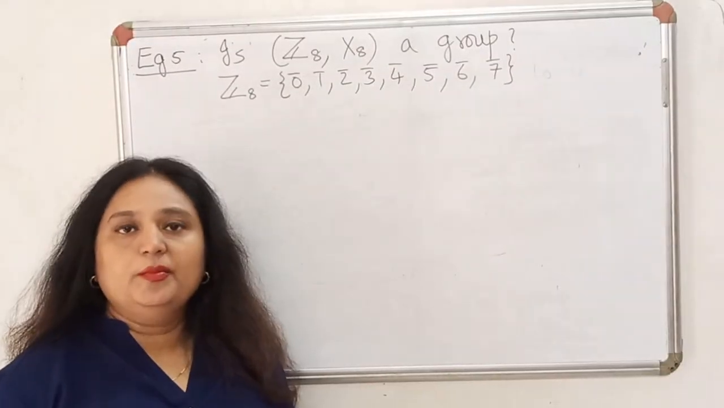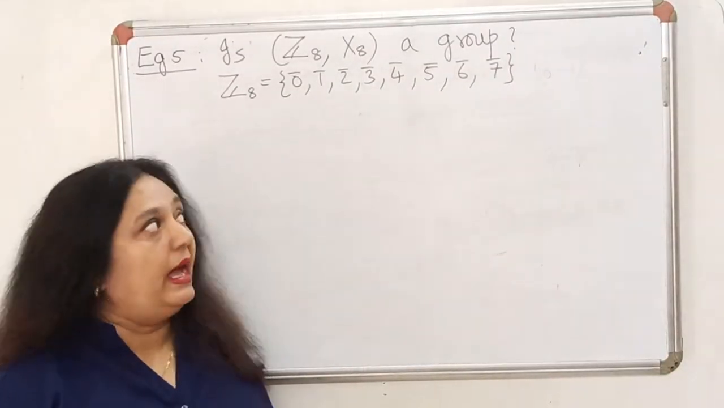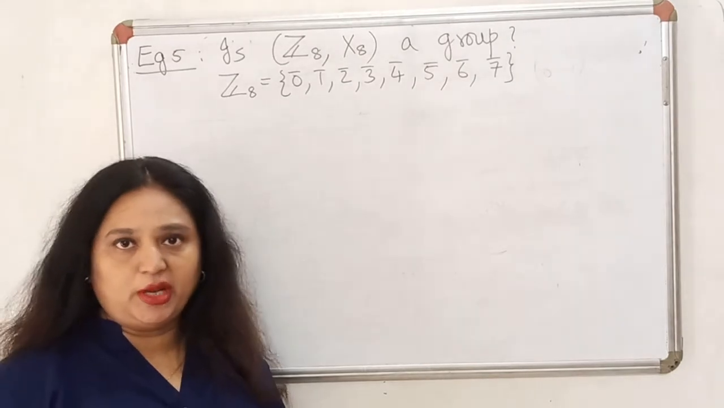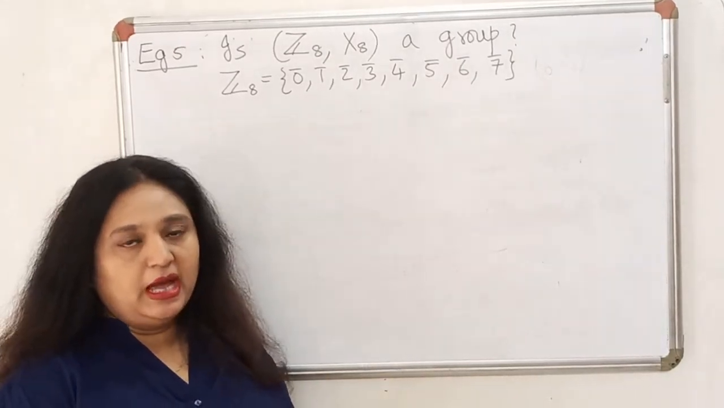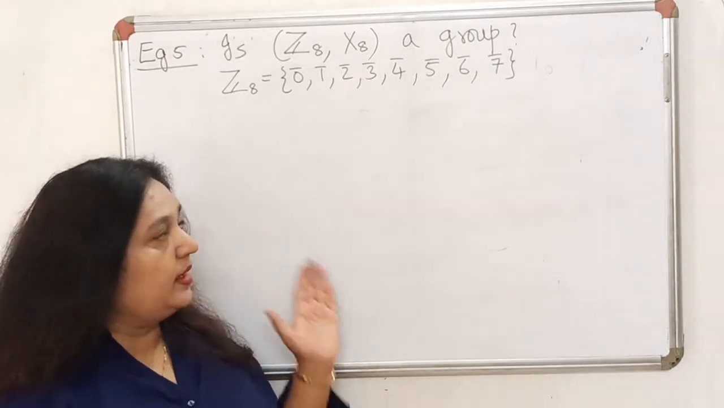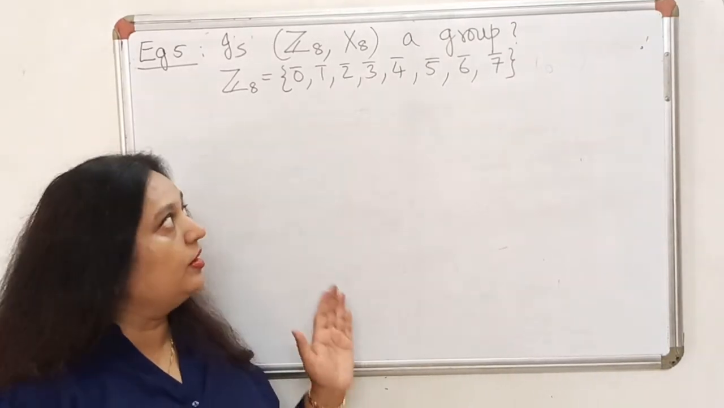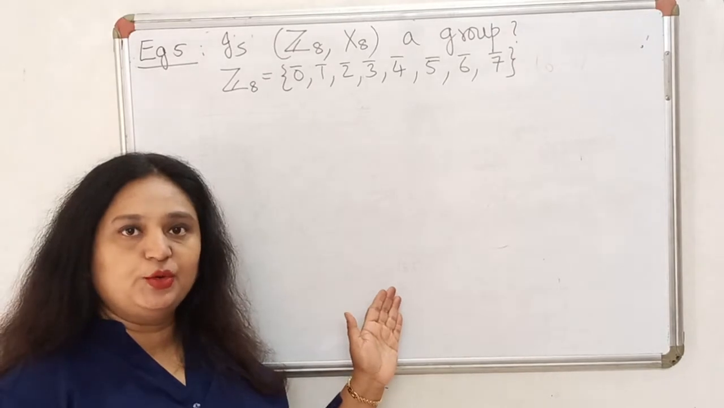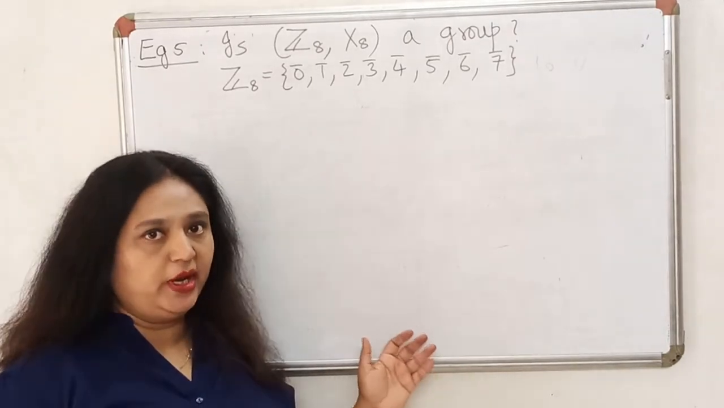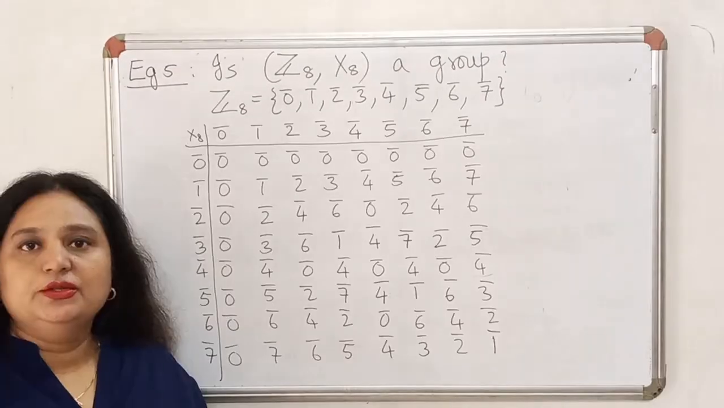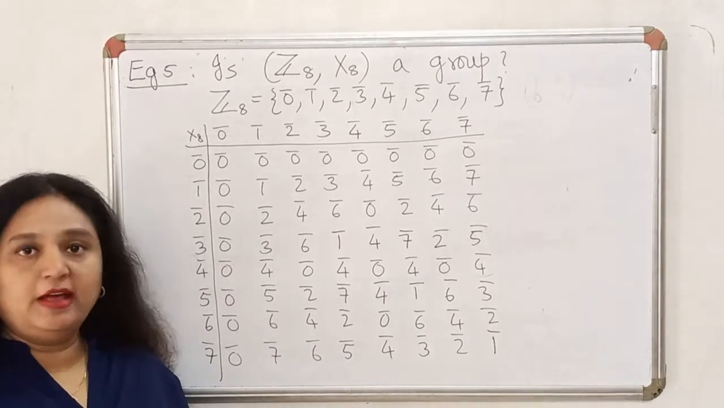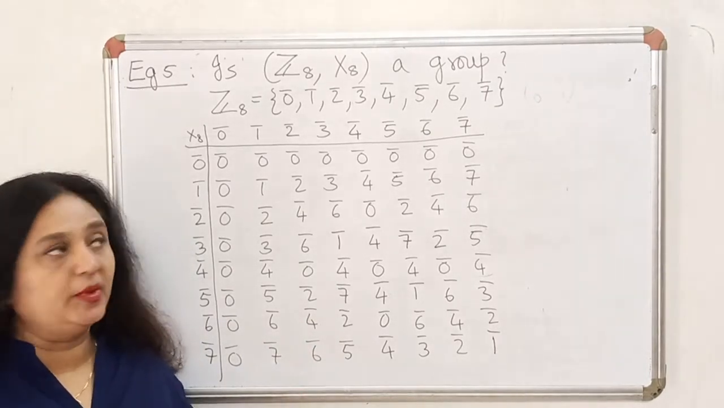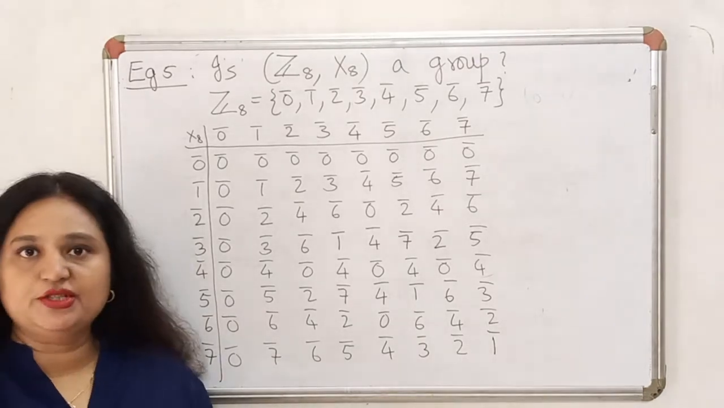At your end, pause the video and write down the composition table for this. I am also going to pause my video and write down the composition table of Z8 with respect to multiplication modulo 8. So I'm back with the composition table. I hope you all have also constructed the composition table for this set with respect to this operation.